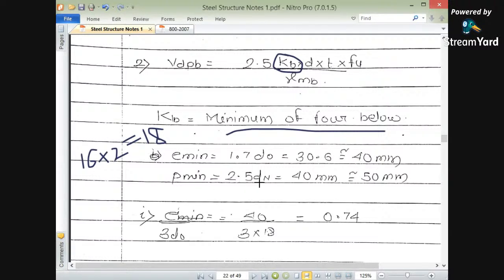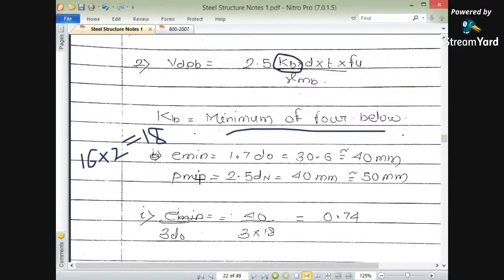Pitch value is 2.5 times the diameter of bolt, which is 16. So it comes to be 40, and we are taking this as approximately 50. So here we have taken the minimum edge distance as 40 mm and the pitch distance as 50 mm.